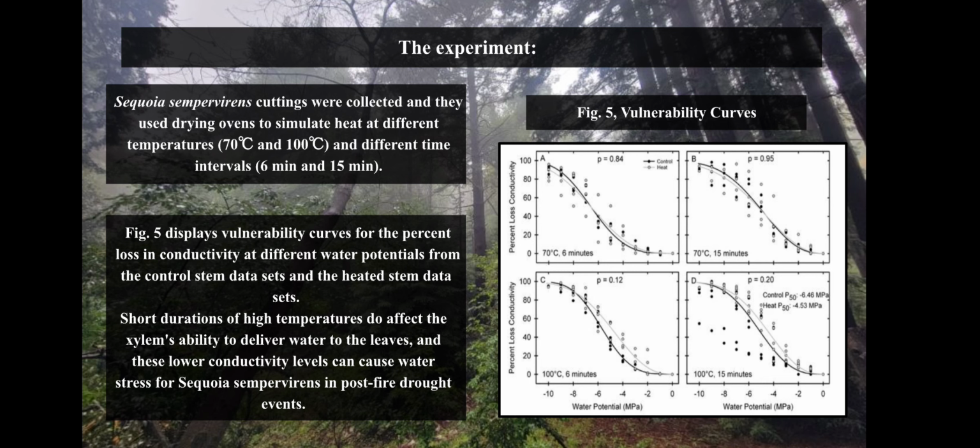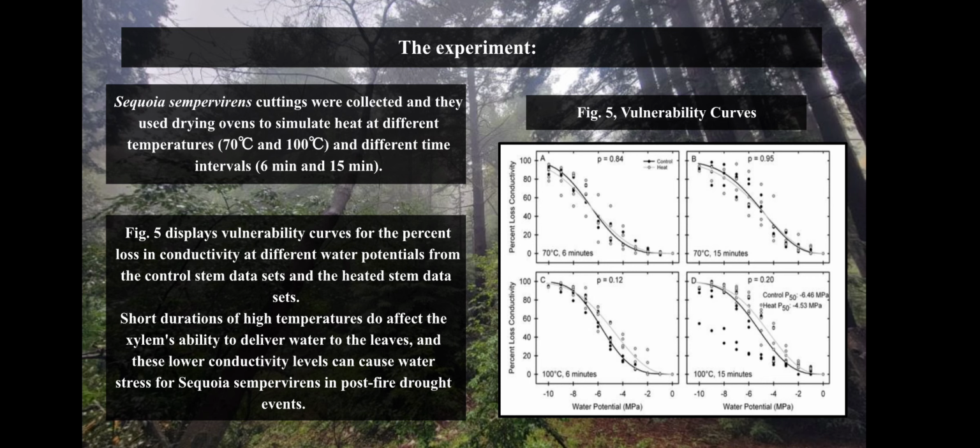Figure 5 here shows the percent loss of conductivity compared to water potential at 4 different experimental trials. Black lines and dots are the control data, and gray is the experimental. Based on the p-values comparing control data to experimental, none of the data were statistically significant, but we can measure some trends. In figure 5c, we can clearly see that the experimental stems, when heated to 100 degrees Celsius for 6 minutes, had higher percent loss of conductivity than the control, meaning that the xylem and vascular cambium had sustained some damage due to the heat.